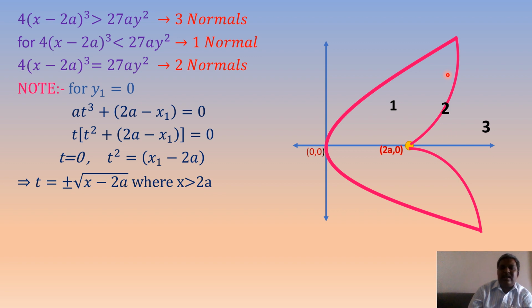Suppose you take the point here as shown in the figure. Clearly, your x-coordinate is greater than 2a. Am I correct or not? Your x-coordinate is greater than 2a. But that point is what? Even though the x-coordinate is greater than 2a, that point is inside of my curve, as shown in the figure. Immediately the number of normals are how many? 1. In the right way, you have only 1 normal. But you may think x1 greater than 2a, so the number of real normals is 3. That is wrong.